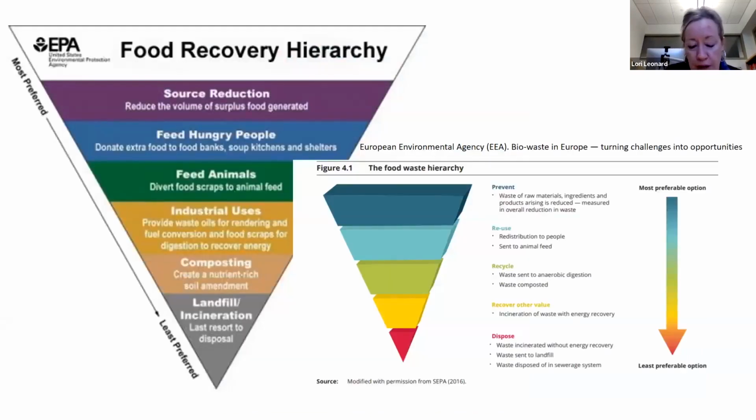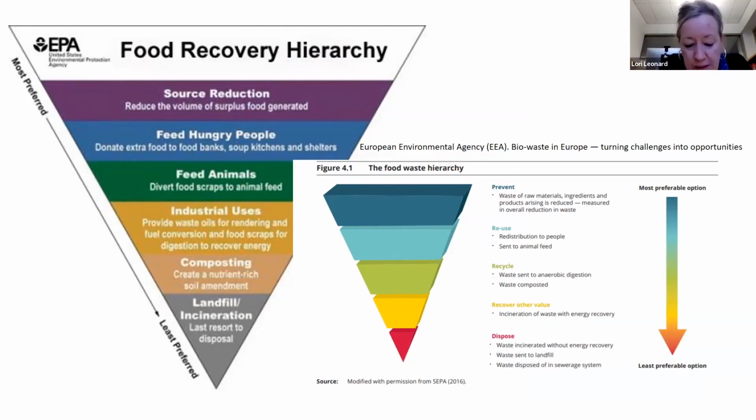So these are food recovery hierarchies. Many of you have probably seen these and know these. There are many different versions of this hierarchy. I'm showing you one on the left from the EPA, one on the right from the European Environmental Agency. And what these show are different strategies and different priorities for managing wasted or excess or surplus food.